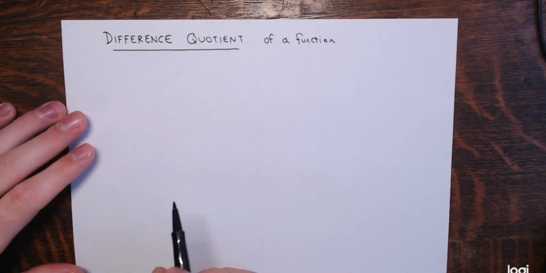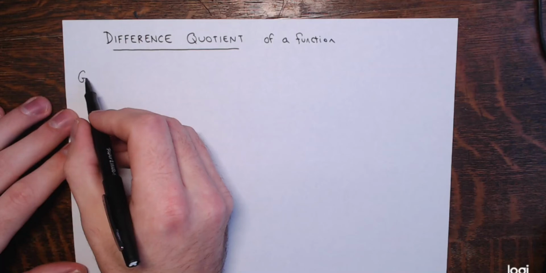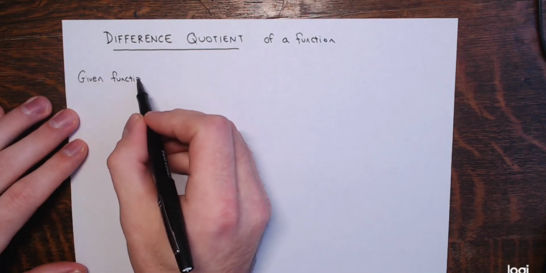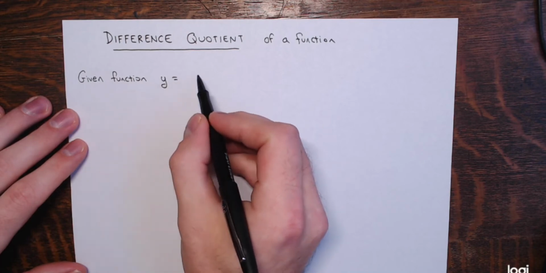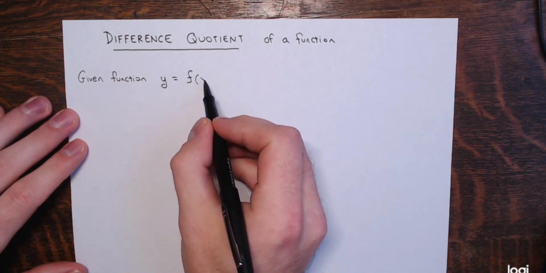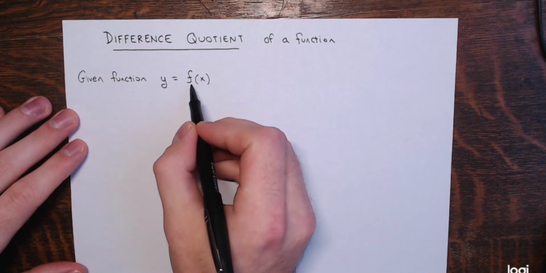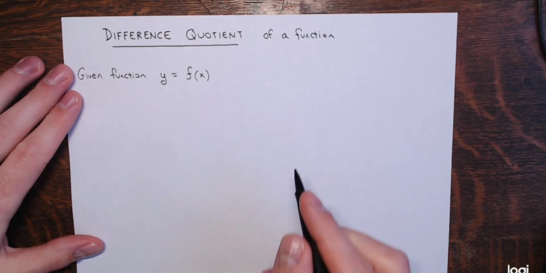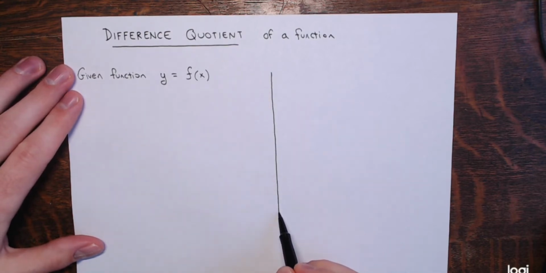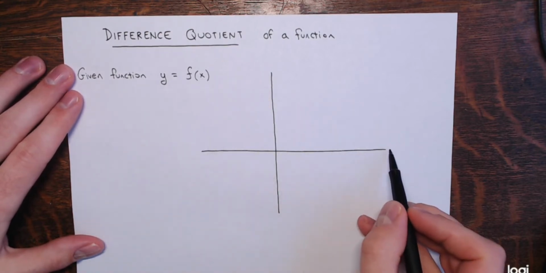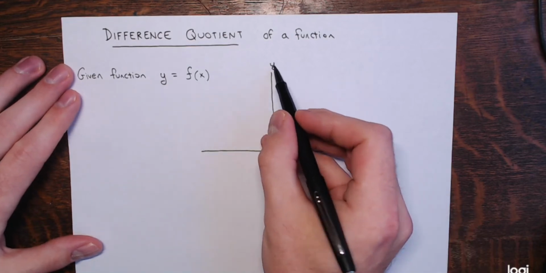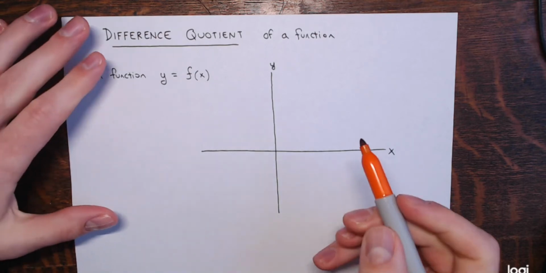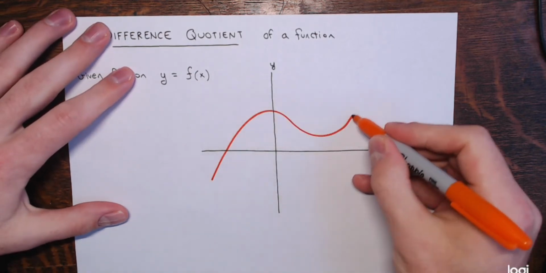Alright, so say we're given a function, say y equals f of x, a function called f, where the input's x, the output's f of x or y, whatever you want to call it. They're equivalent. And it has a graph. And it's a function, so it should pass the vertical line test. I'm going to draw just some random graph of a function here.